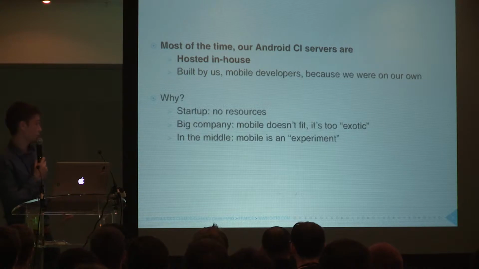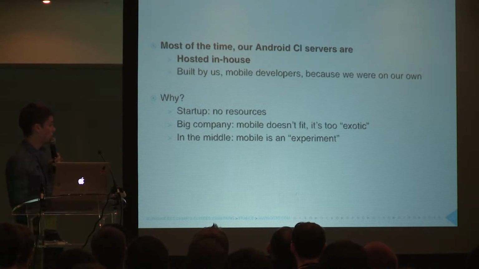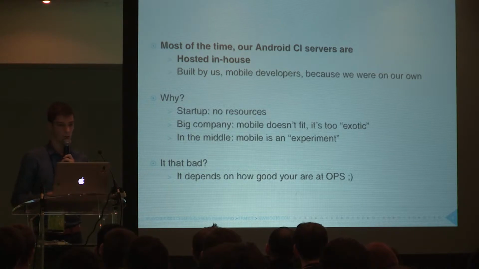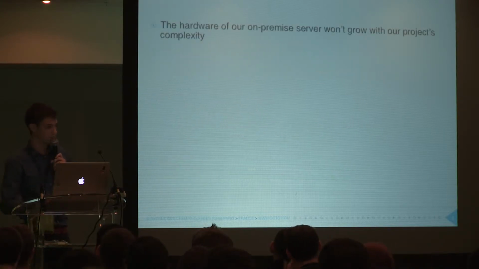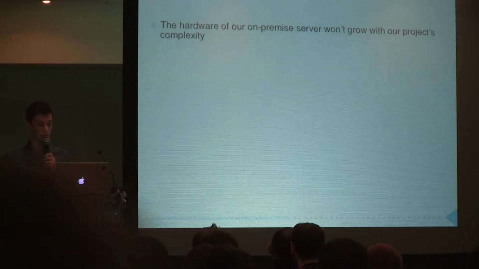Why? Very quickly, because if you're in a startup, there's no one, no money, no resource, so you have to do it yourself. If you're in a big company, usually you're too exotic as a mobile developer, so the IT guys look at you and say, sorry dude, you're not running on Maven or I don't know, so you're on your own. And often in the middle, it's the gray area. So is that bad? Actually, it depends on your skills or your luck when you found the tutorial to install this Jenkins server. And why should we not be satisfied with the current setup that we have?